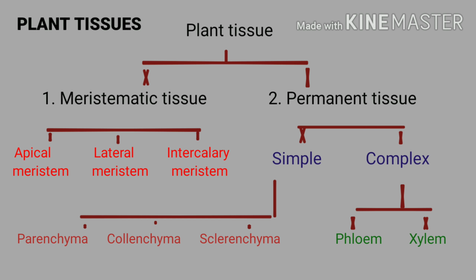Plant tissues. Before we discuss anything about plant tissues, let's see the chart of plant tissues. Plant tissues are broadly divided into two tissues, meristematic tissues and permanent tissues. Meristematic tissue is further classified into three meristems: apical meristem, lateral meristem, intercalary meristem. Permanent tissue can be simple permanent tissue and complex permanent tissue, where simple permanent tissue are of three types: parenchyma, collenchyma, sclerenchyma, whereas complex permanent tissue are of two types: phloem and xylem.